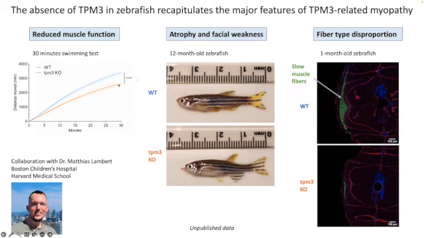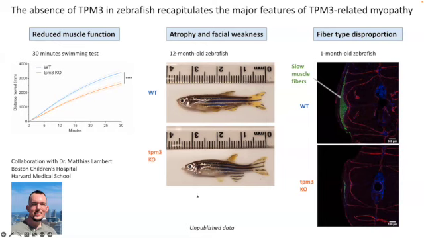He has made TPM3 knockout fish, and these fish exhibit reduced swimming behavior compared to the control fish. In the middle panel, we can see a normal looking fish on the top, and the bottom panel is the fish that does not make any TPM3 protein. They have a facial abnormality that we also see in some patients with Nemaline myopathy, who have weak facial muscle, which is very similar to what we see in the zebrafish here as well.